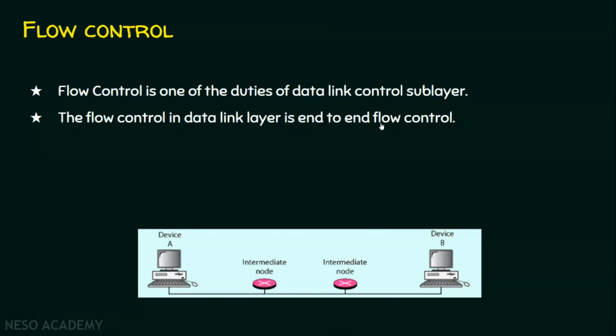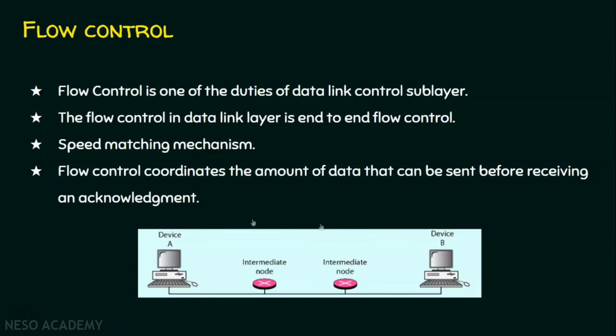So what is flow control? It is a speed matching mechanism. The speed matching should be done between the sender and the receiver in order to establish the communication seamlessly without loss. So flow control coordinates the amount of data that can be sent by the sender before receiving an acknowledgement. Suppose he says, I can receive 10 packets, this sender can send 10 packets at a time. After receiving the 10 packets, it will send an acknowledgement. So this acknowledgement is an indication for this sender to send the next set of 10 packets. So this is what flow control is.